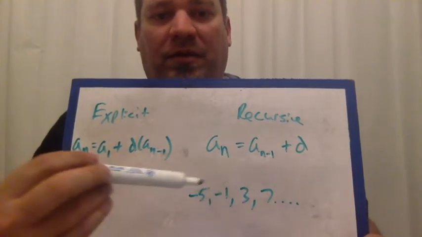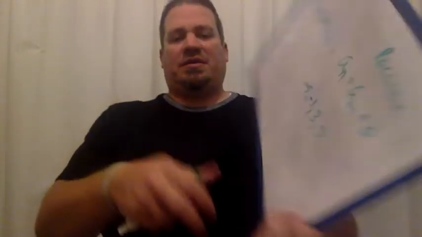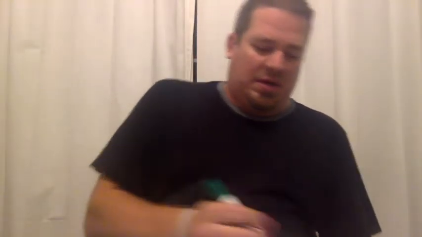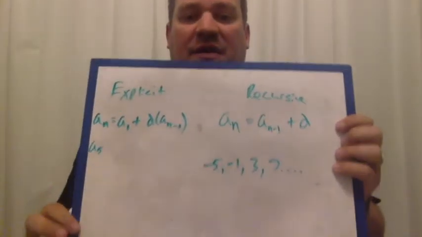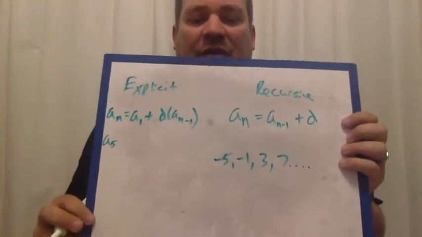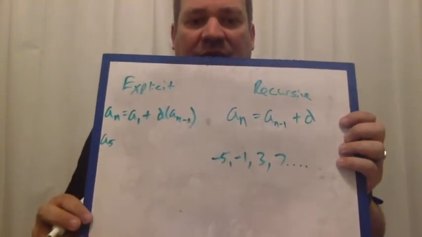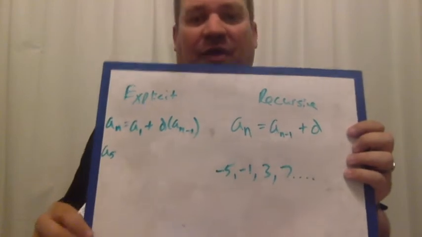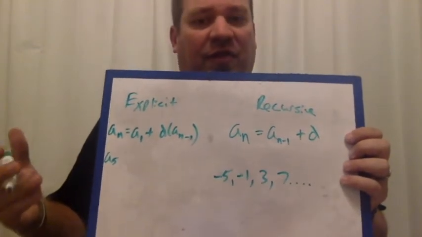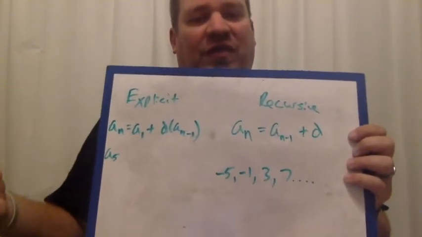Okay, so I'm going to write, we'll use the same sequence, okay? -5, -1, 3, and 7. If I want to find the same fifth term, I already know my answer is 11 because I already did this with the recursive rule, so I should get the same answer.